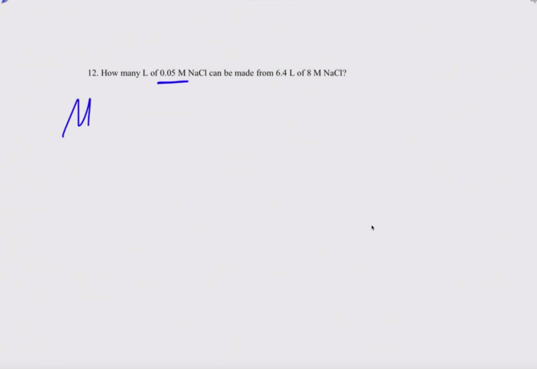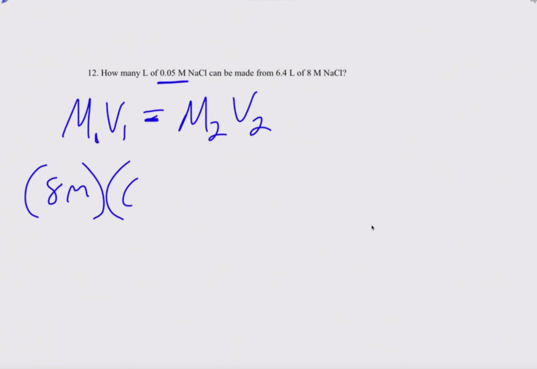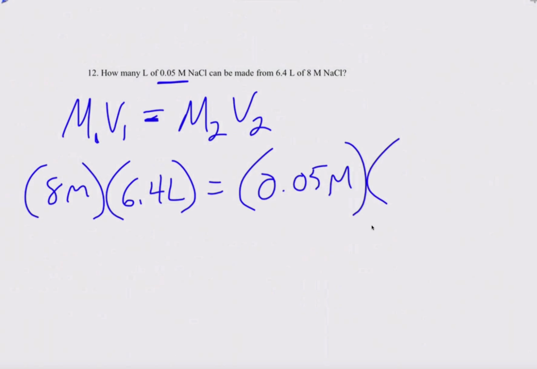The equation we're going to use here is called the dilution equation because we're diluting the solution. The starting molarity times the starting volume equals the final molarity times the final volume. We're given a starting molarity of 8. We're given a starting volume of 6.4 liters. And then we want our final molarity to be 0.05. And we want to know how many liters that would take.